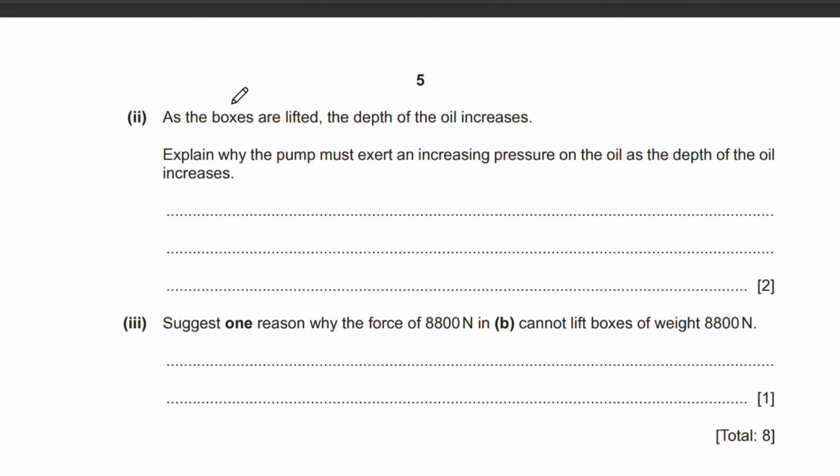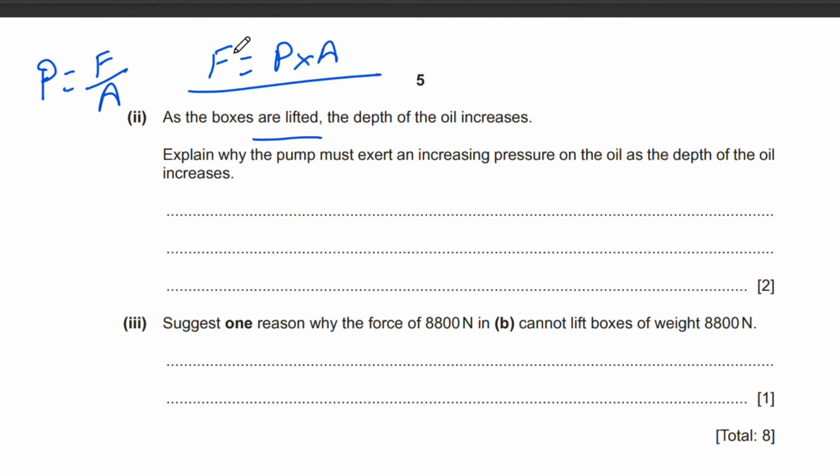As the boxes are lifted, the depth of the oil increases. Explain why the pump must exert an increasing pressure on the oil as the depth of the oil increases. We know that pressure equals force upon area. So force equals pressure into area, which means that to increase the force, the pressure has to be increased. And we know that in a liquid, as the depth increases, the pressure increases.